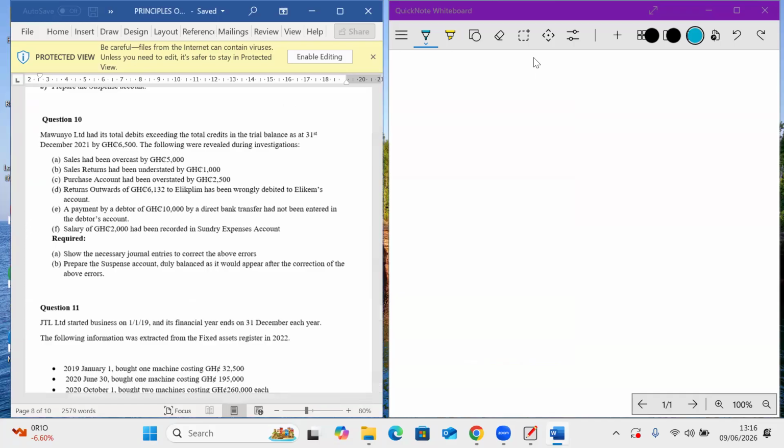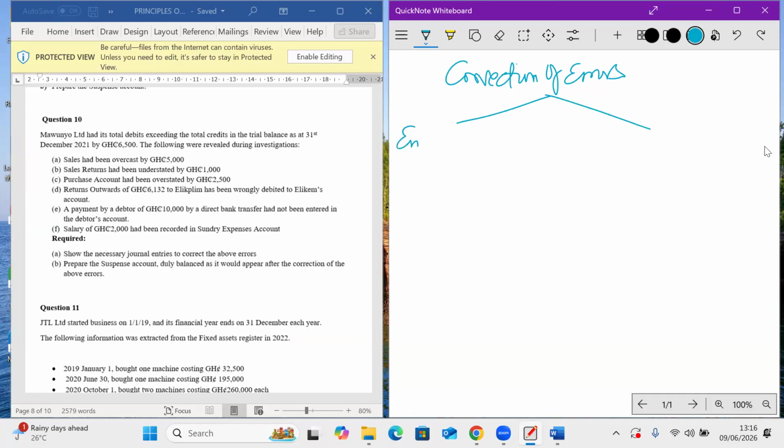Correction of errors. Correction of errors simply says that there are two types of errors. We have errors affecting... Can you all see my screen? Yes, sir.